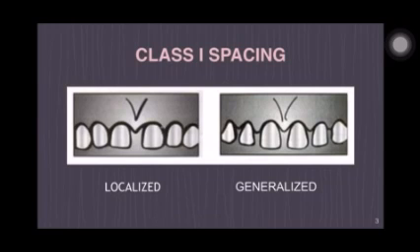So, as you can see, here is an illustration of such class 1 spacing. On the left side, you can see localized, as described earlier. It depends on the number of teeth involved or included. So, localized is only between the central incisors. In generalized, as you can see, every tooth or every interdental space has a gap. So, more teeth are involved or included in the generalized compared to the localized.